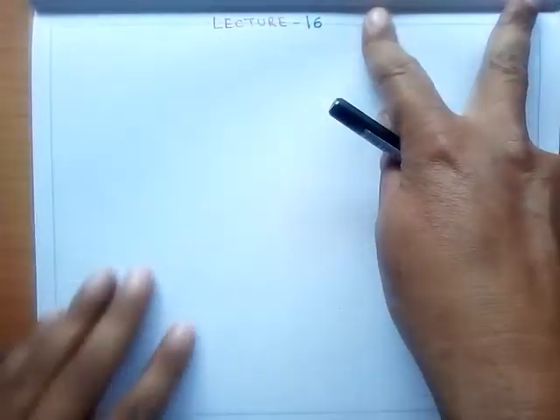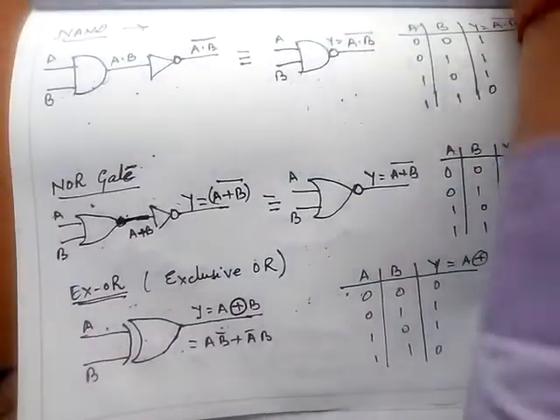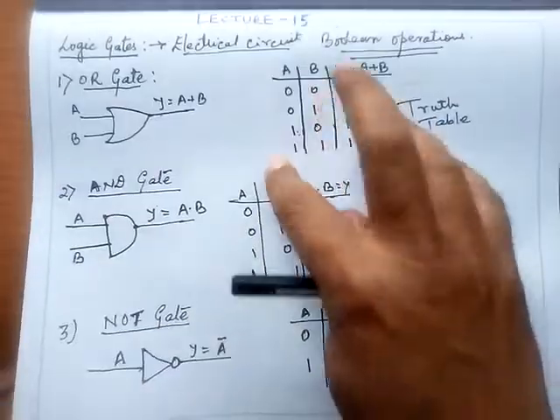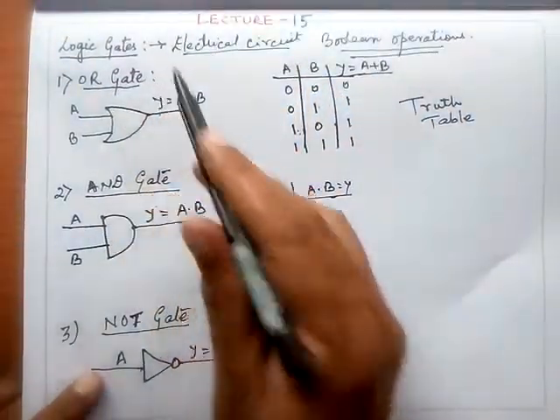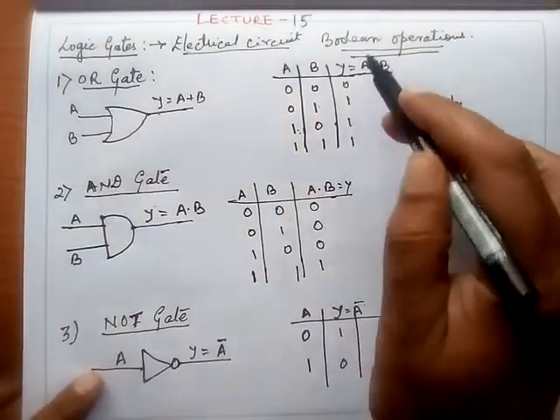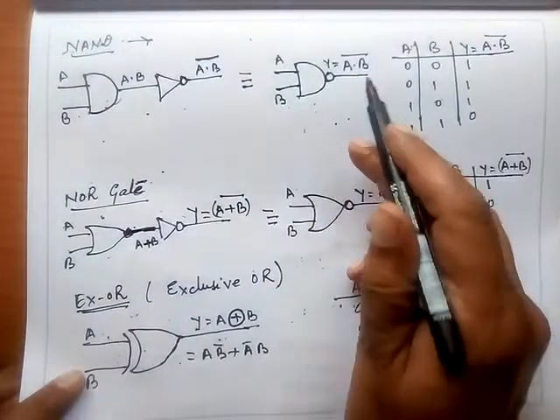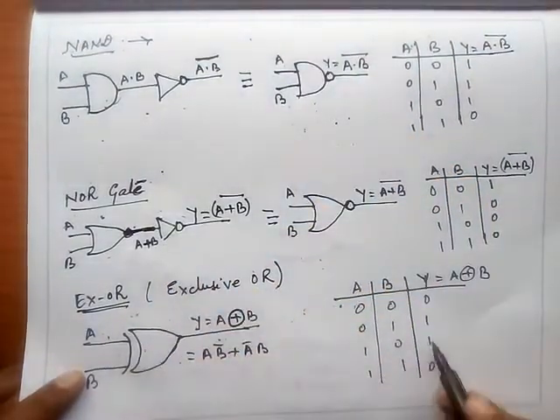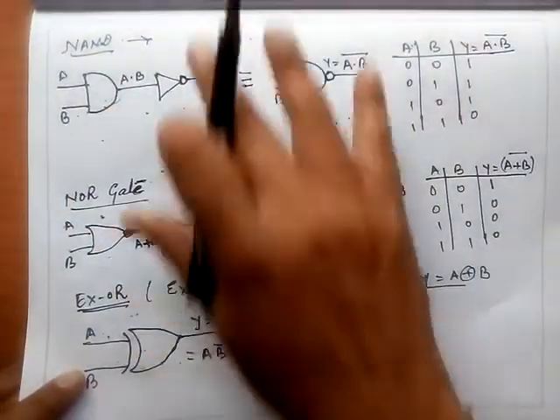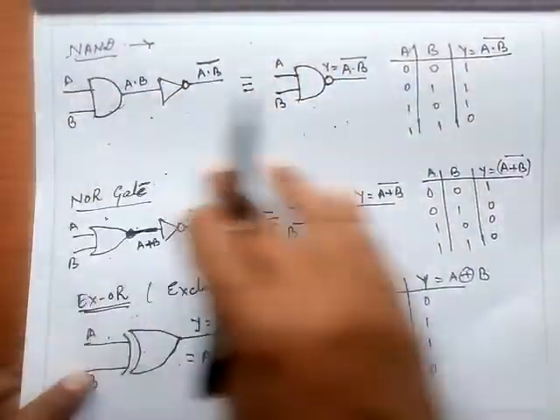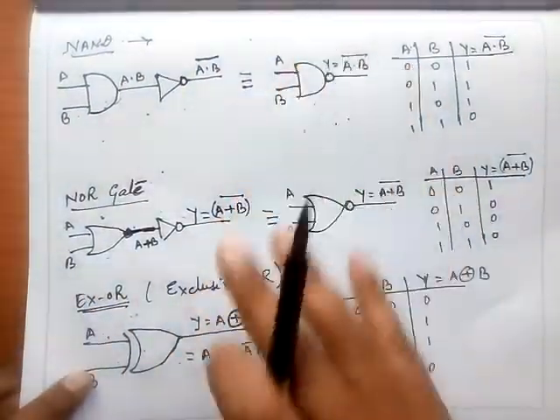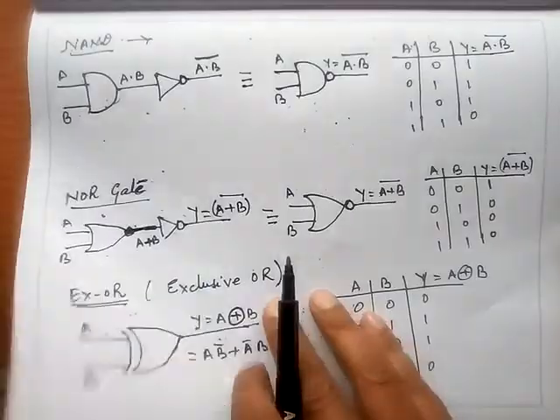I started with the logic gates with you. AND gate, OR gate, NOT gate, along with the truth tables I discussed with you in the 15th lecture. Then I discussed some derived gates as NAND gate, NOR gate, and XOR gate with you. Let's look a little bit at these gates again, NAND gate and NOR gate especially.